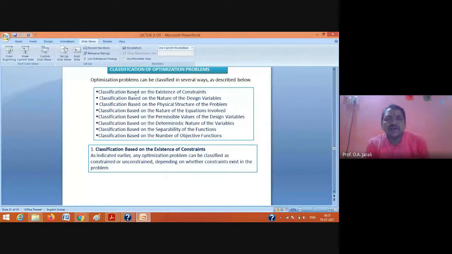So let us classify optimization problems. What are the different types of optimization problems? Optimization problems can be classified in several ways.